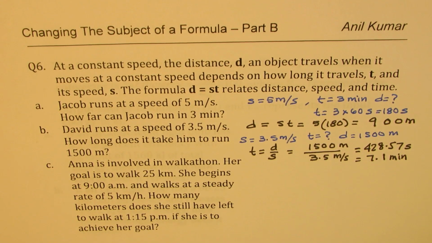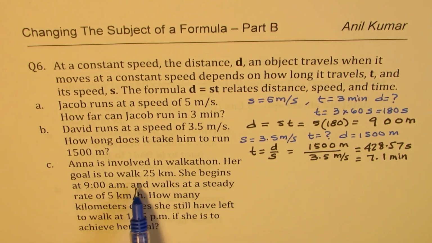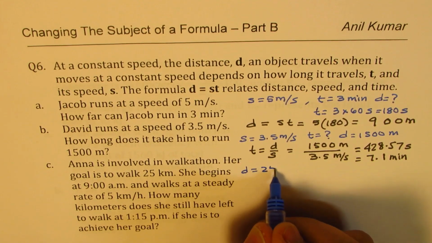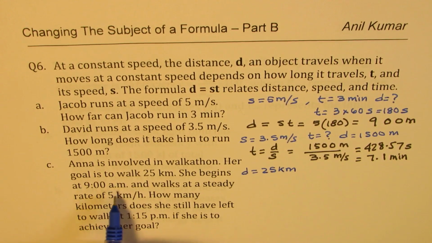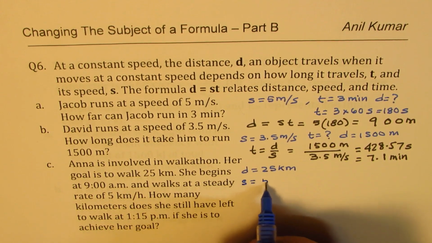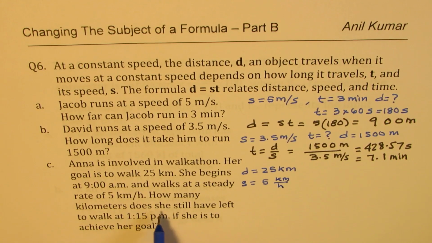Part C. Anna is involved in a walkathon. Her goal is to walk 25 kilometers, so she needs to cover a distance of 25 kilometers. She begins at 9 a.m. and walks at a steady rate of 5 kilometers per hour. So the speed is 5 kilometers per hour. How many kilometers does she still have left to walk at 1:15 p.m. if she is to achieve her goal?